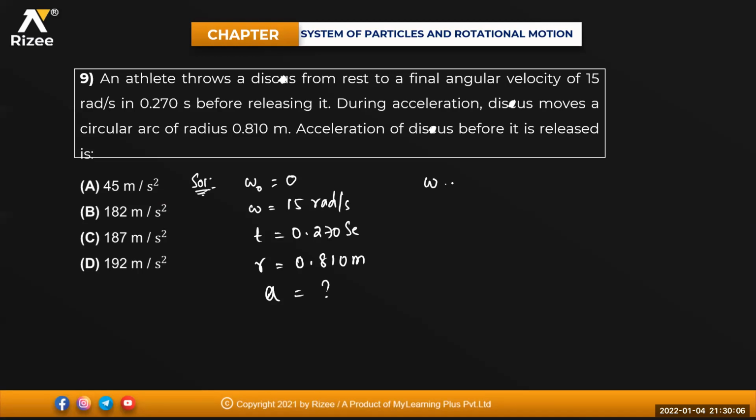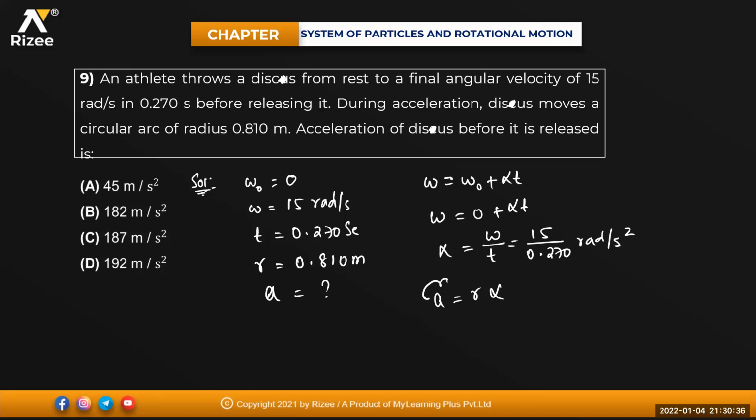So you can use the kinematic equation. Omega is equal to omega naught plus alpha into T. So omega is equal to 0 plus alpha into T. So alpha is equal to omega divided by T. Omega value is 15, divided by time 0.270, radian per second square. Then a is equal to R into alpha, the relation between linear acceleration and angular acceleration. So that is equal to 0.81 into 15 divided by 0.270. See how much I'm getting approximately.